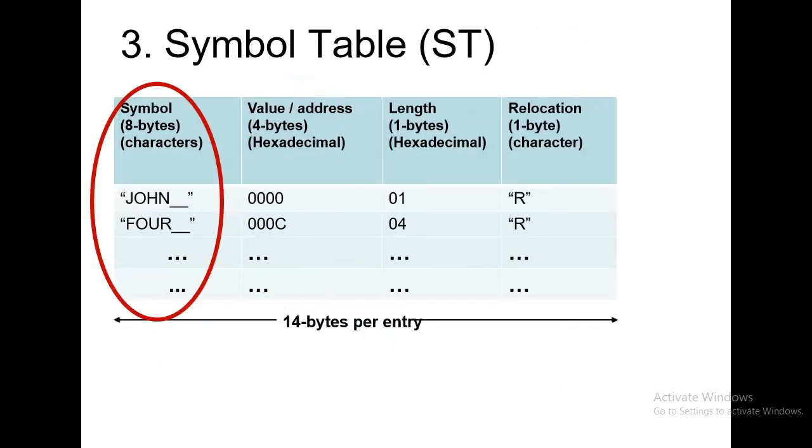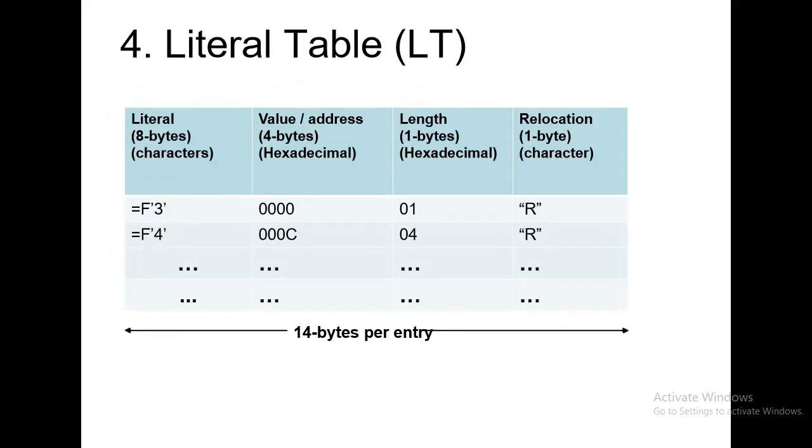Now next is the symbol table. The first column in the symbol table is the name of a symbol, then the address of a symbol, after that the value of a symbol, and the last one is relocation. So these are the entries which are present in the symbol table. Then next one is the literal table. Always remember literals start with an equals-to sign. It contains 4 columns. First is literal, second is value, or we can say address. After that length, and the last one is relocation.